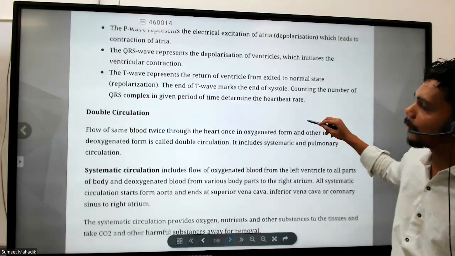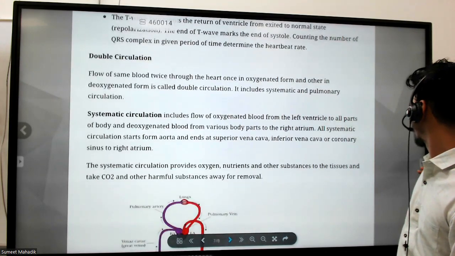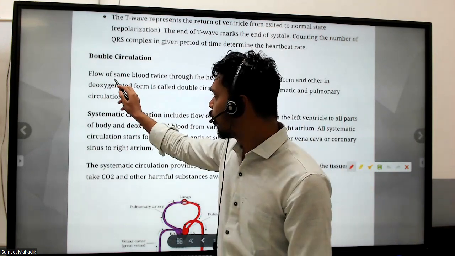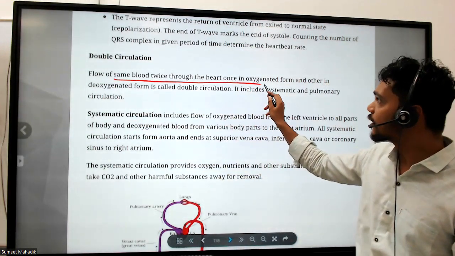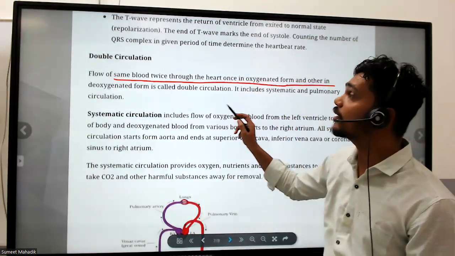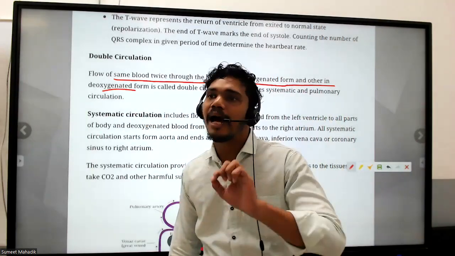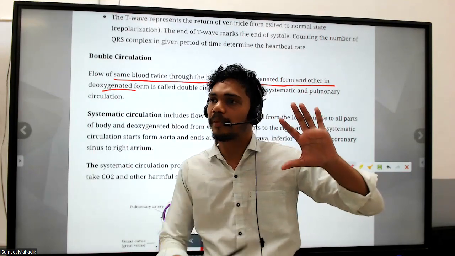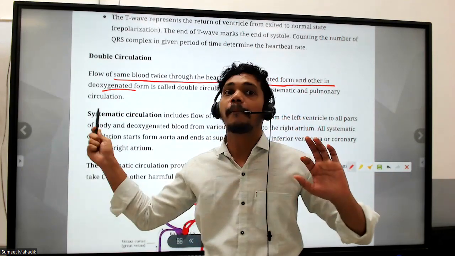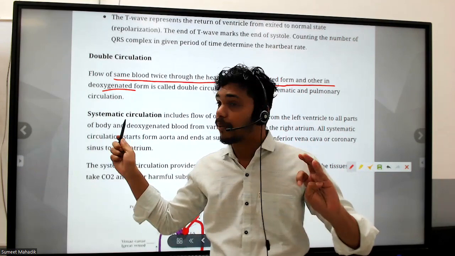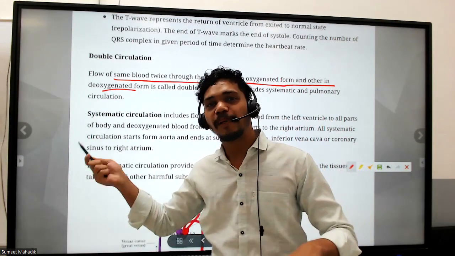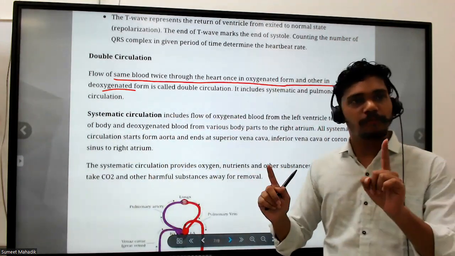Okay, now what is double circulation? You are already aware about that. Flow of the same blood twice through the heart, once in oxygenated form and other in a deoxygenated form. So who is responsible for making it oxygenated? Lungs. Who carries that from the right atria? Pulmonary arteries and pulmonary veins carry. Okay, this is a point of confusion.